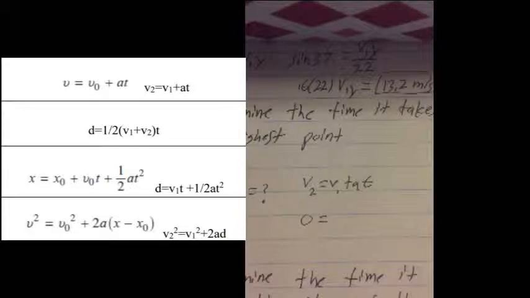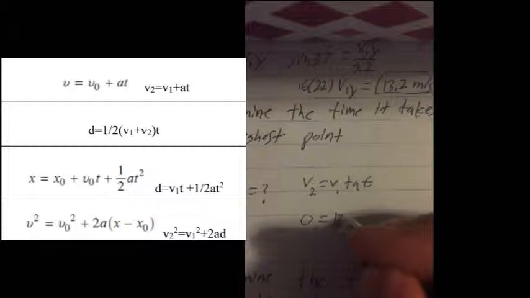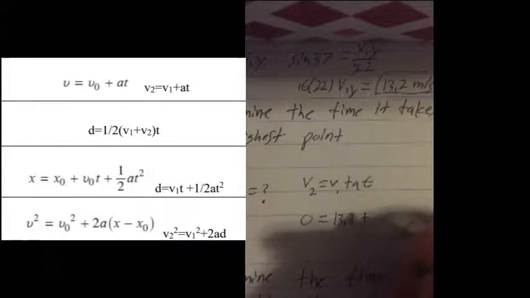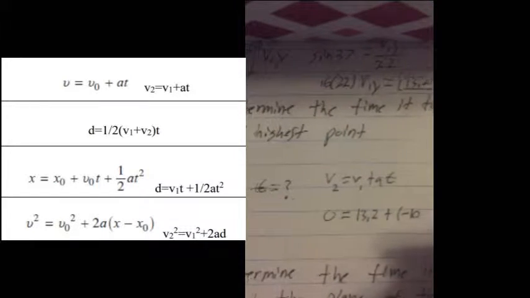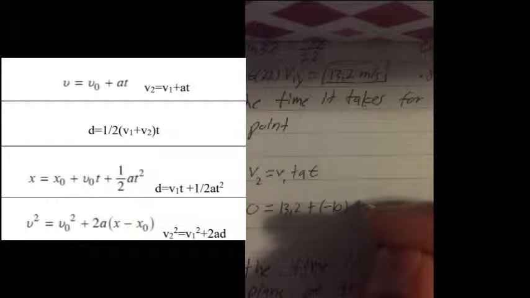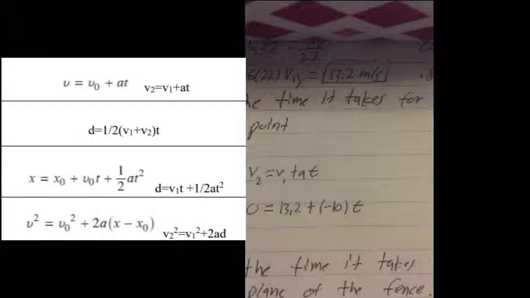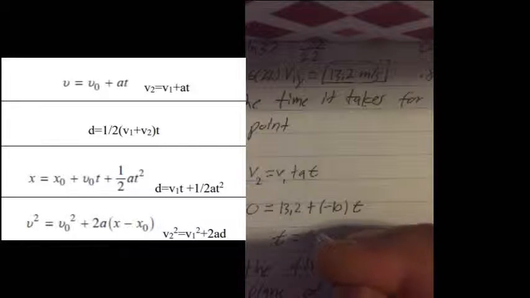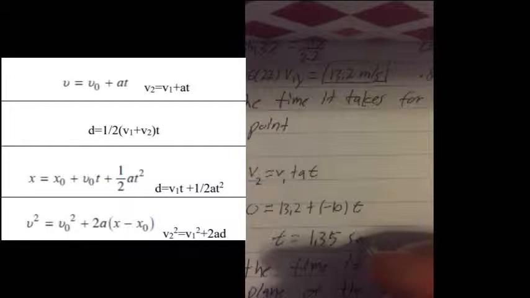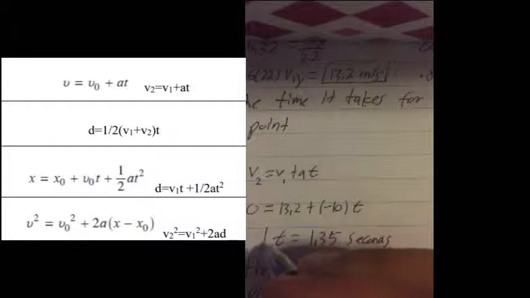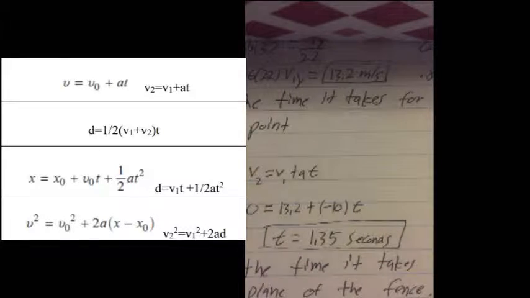So that is equal to the velocity 1, which is 13.2, plus the acceleration due to gravity, -10, times t. So now you solve using algebra. It's pretty easy to solve. And you get t is equal to 1.35 seconds. And that is the second part of this problem.